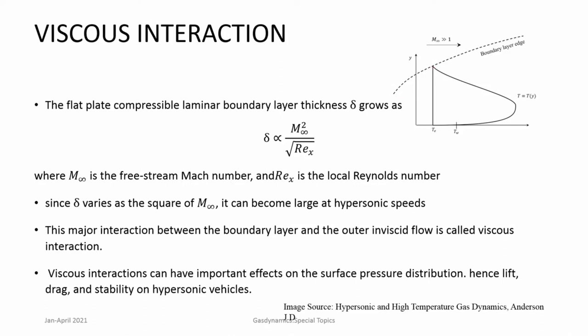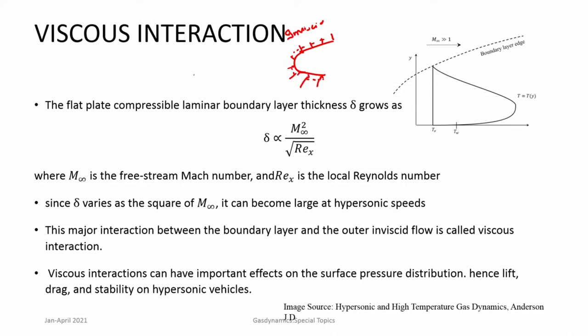Now for the flow, what it really sees is, if there is a certain body here, the flow actually sees a body with a small, very thin boundary layer around it, and we say that the flow outside the boundary layer is inviscid. So if we can solve the inviscid part for the outer flow, then that imposes a pressure field over the body, due to which we can calculate the pressure forces on the body.